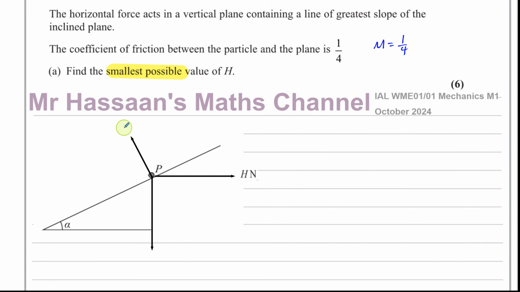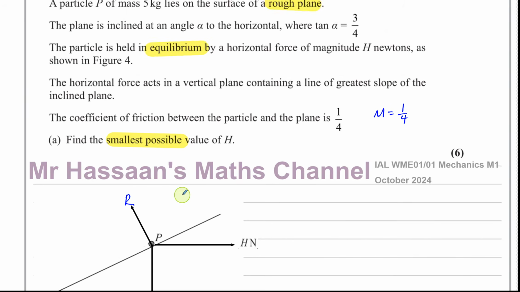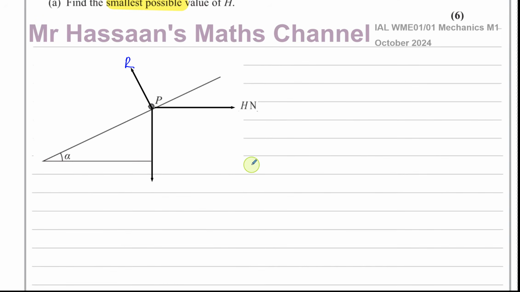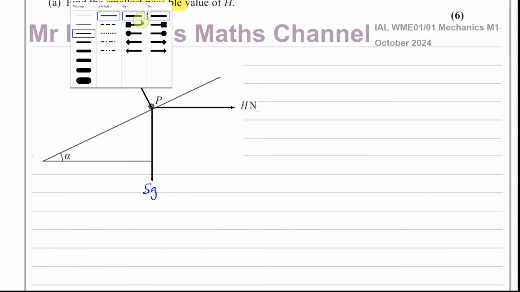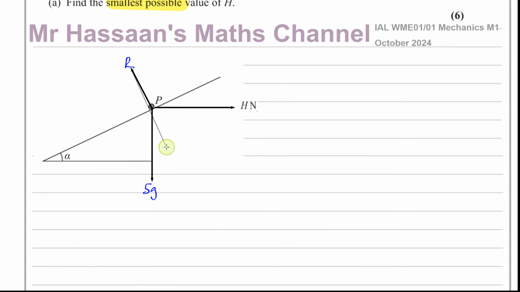Okay, so this is the reaction force. This is the weight. The weight is 5g newtons. It's 5g. Okay, and we have the component of the weight. I'll just get this ready for the components of the weight. Now, how do we deal with the situation about the friction?